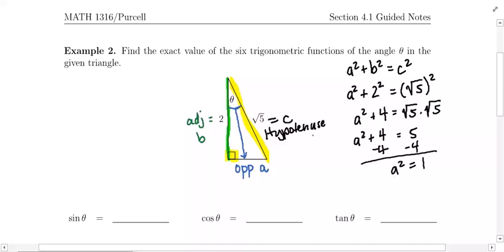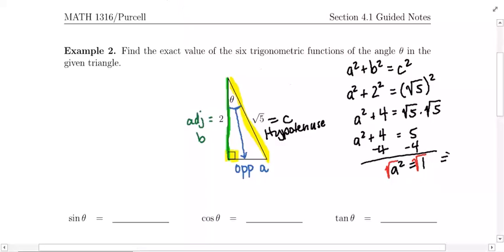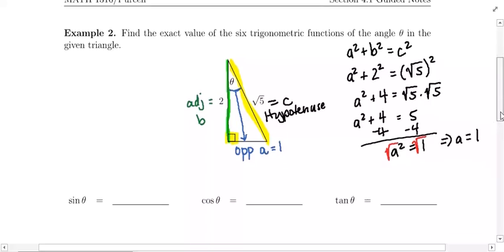Then to undo the square, you need to take the square root of both sides, and go with the positive version. So you get that the A value is 1. That means the opposite side has a length of 1. Now that we have all 3 sides, we can go ahead and form our trig ratios.